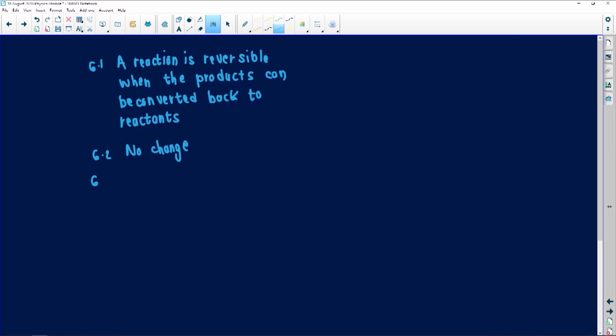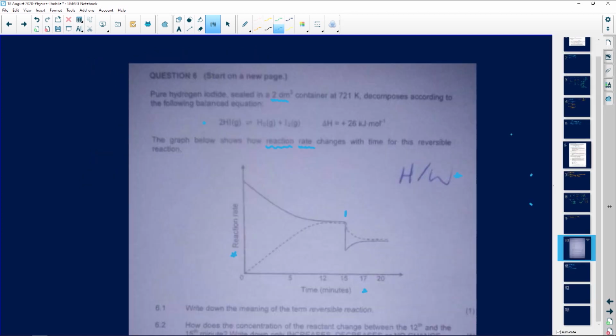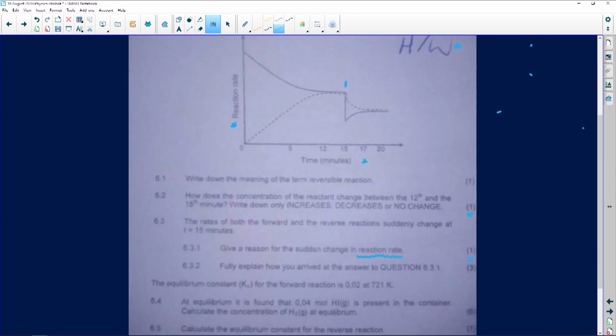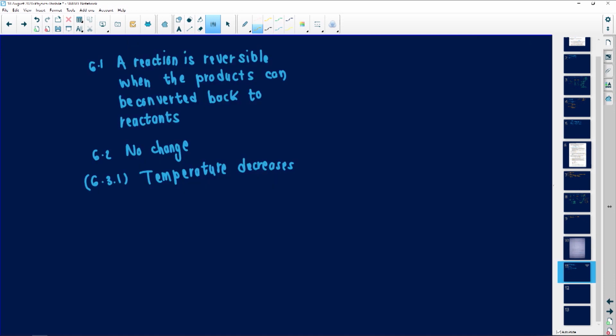So this was 6.3.1. I just want to put in brackets: the temperature was decreased. Let's see, we probably have to explain this one because they love explaining it. It says, fully explain how you arrived at this answer. Then again, if you got the previous answer incorrect, if you can state Le Chatelier's concepts correctly, you are able to fix your incorrect mark on the previous one. Let's see how Le Chatelier would explain this one.